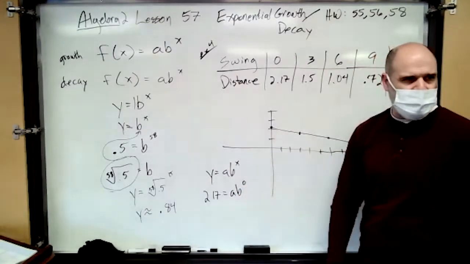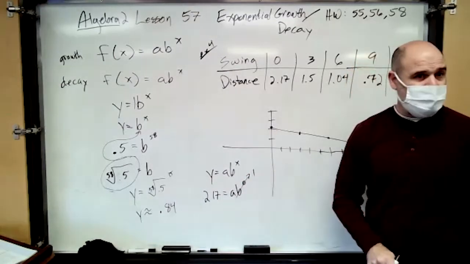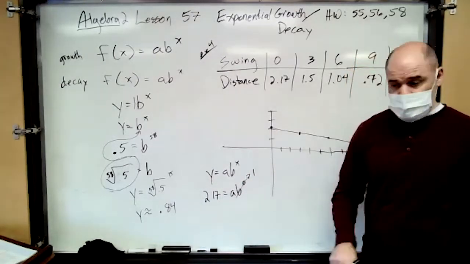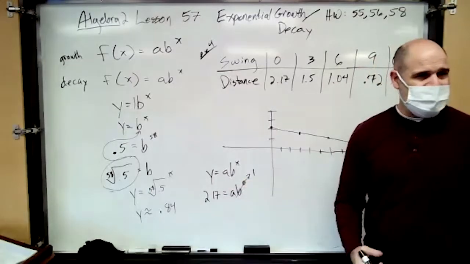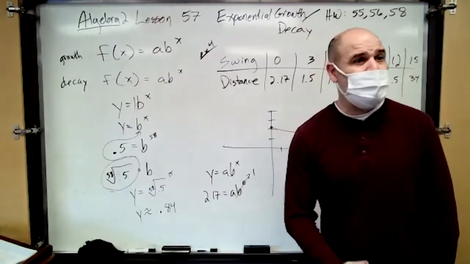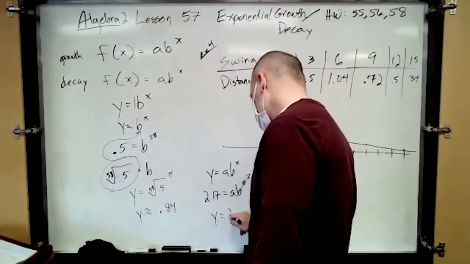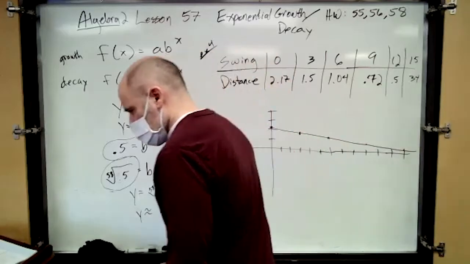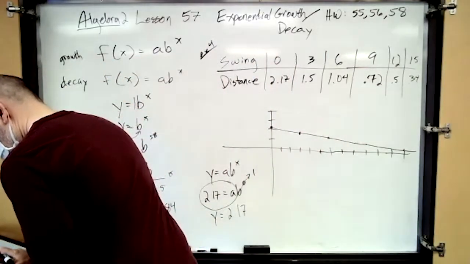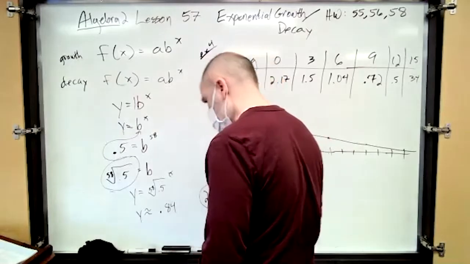Well, what's b to the 0? 1, right? So guess what a is? 2.17. So a is basically your starting amount, your principal, right? So y equals 2.17 times b to the x. So here's your equation.